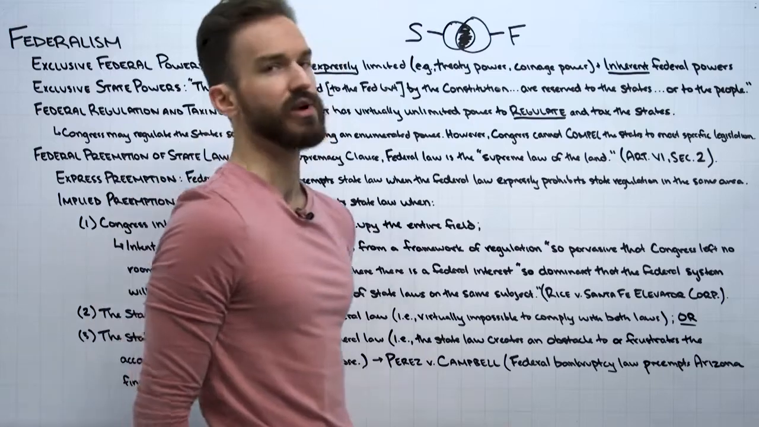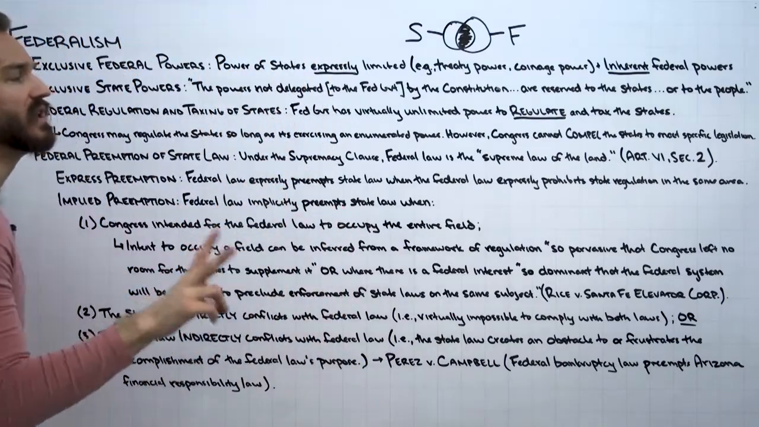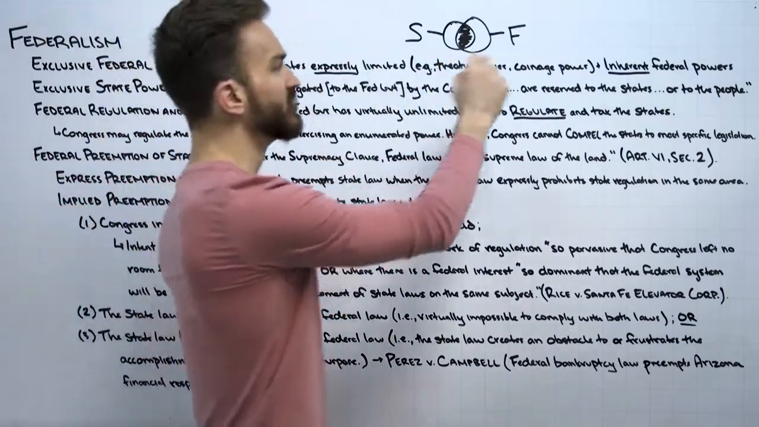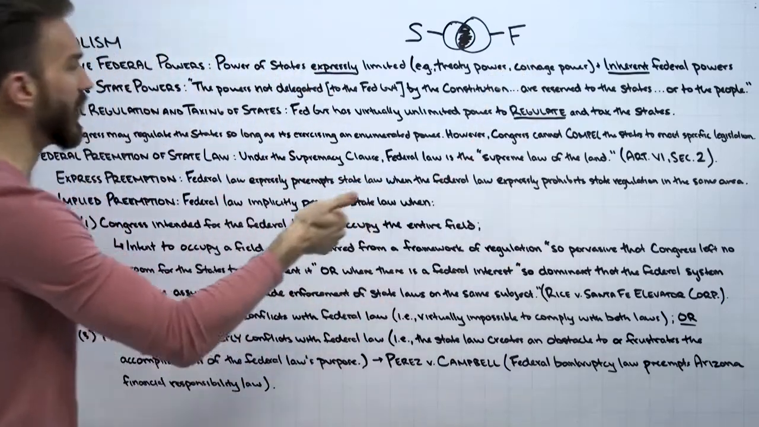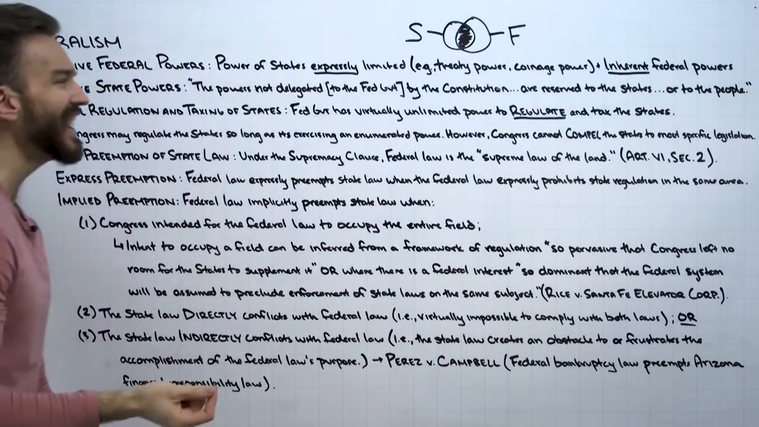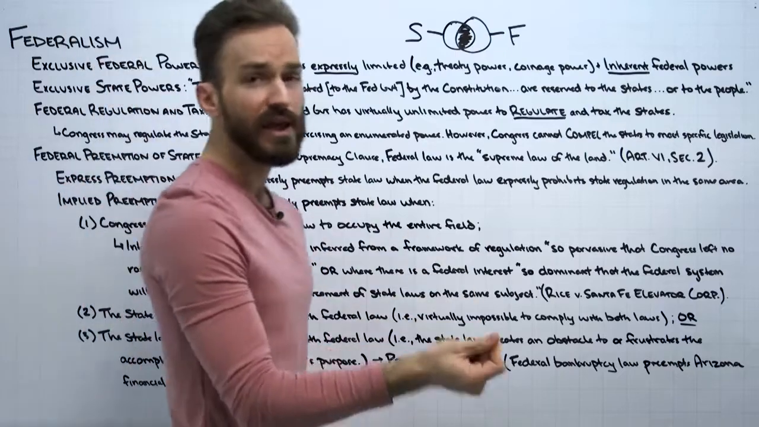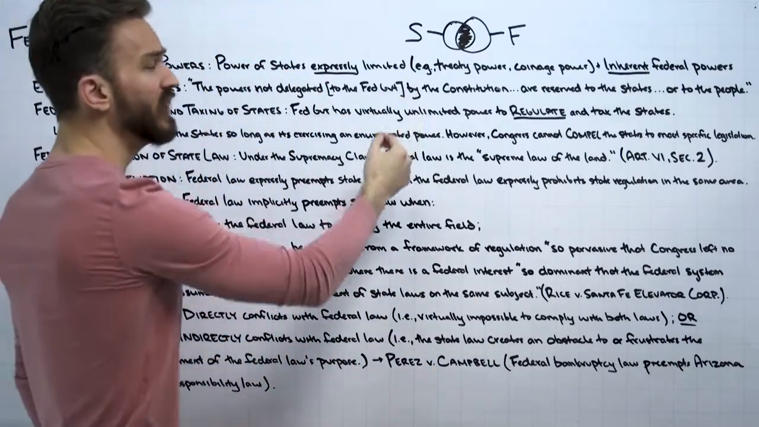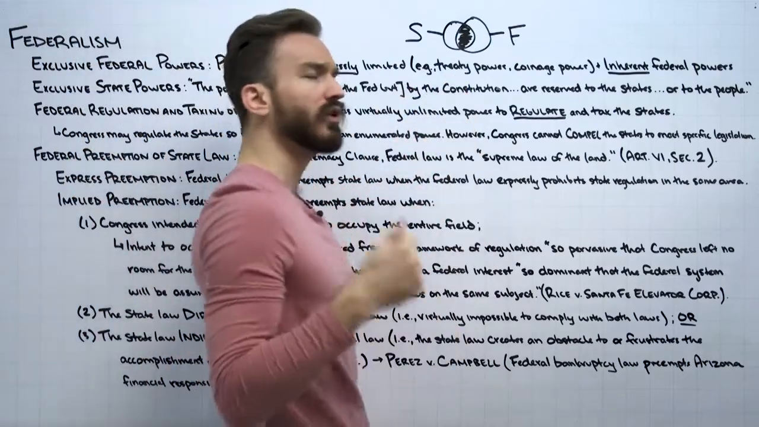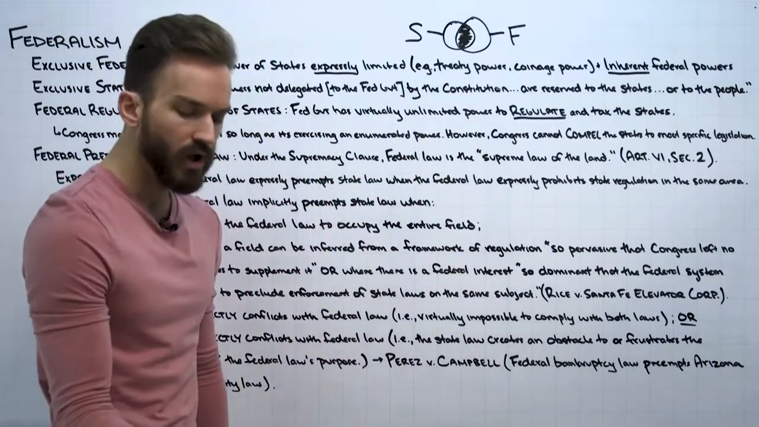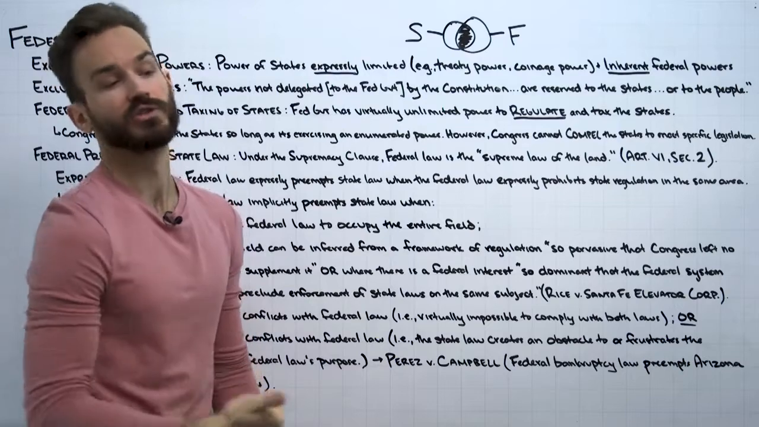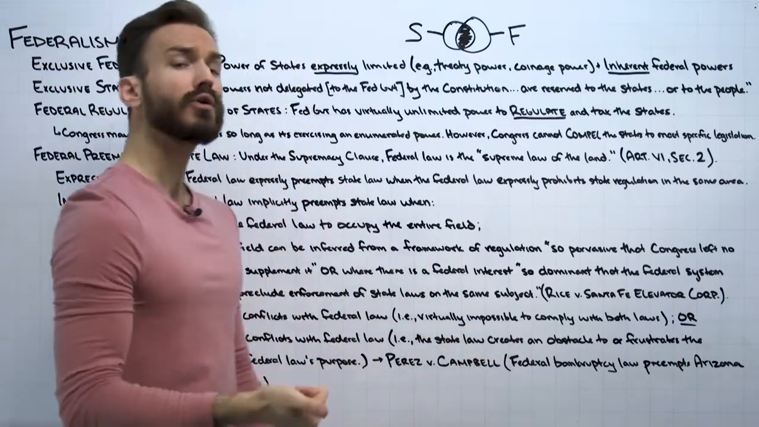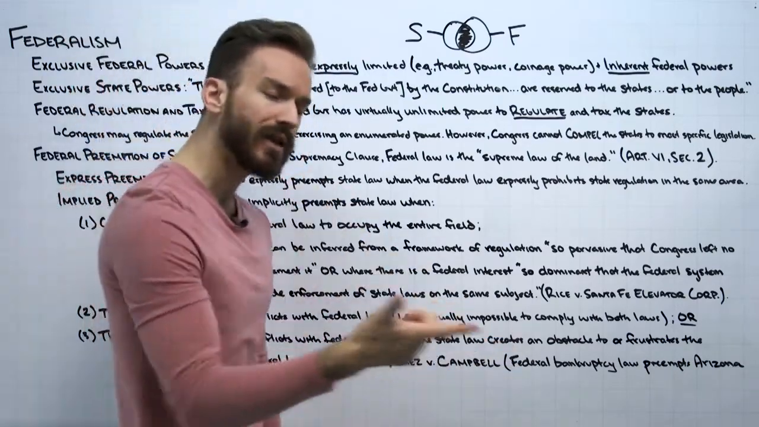So the idea here is there's really two ways we know a power is exclusively a federal power. Number one, if the power of the states is expressly limited in the U.S. Constitution. So for example, we have things like the treaty power and the coinage power. If we look in the U.S. Constitution, we know that the president has the power to negotiate treaties and Congress has the power to ratify treaties.